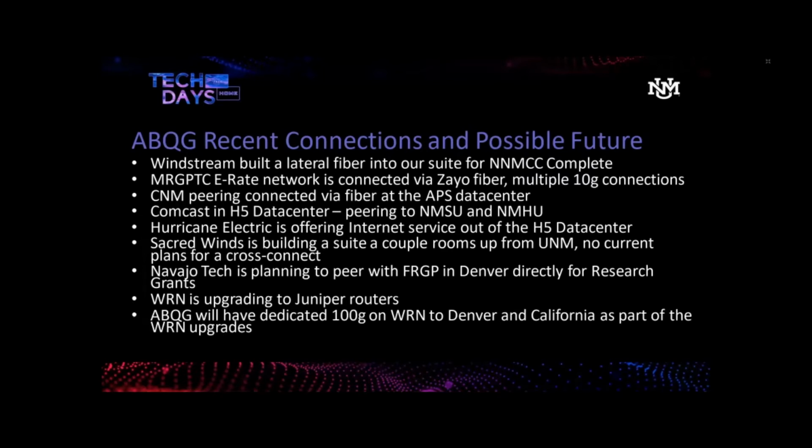So the Gigapop here at Albuquerque, once the upgrades are completed, is supposed to have a 100 gig connection to CENIC in California and a 100 gig connection to Front Range in Denver. We currently share those connections with both CENIC and Front Range, and they'll be adding additional 100 gig circuits. So those are going to be separate.